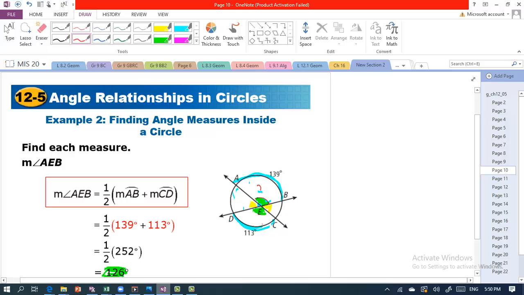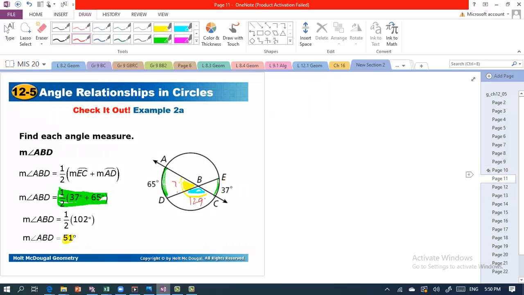By this we can find the measure of all the internal angles if we have obtained the two intercepted arcs. We can see this reflected in this example. We want to find the measure of the angle ABD, the yellow one. Here we have the intercepted arcs 65 and 37, AD and CE. So half of the sum, since it's internal, half of 65 plus 37 is half of 102. So the measure of angle ABD is 51 degrees, as you can see.